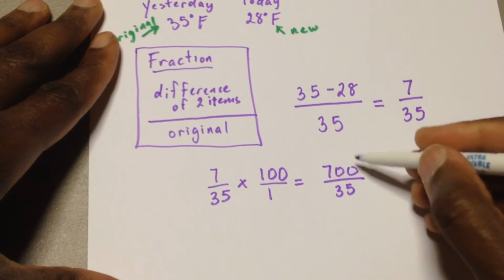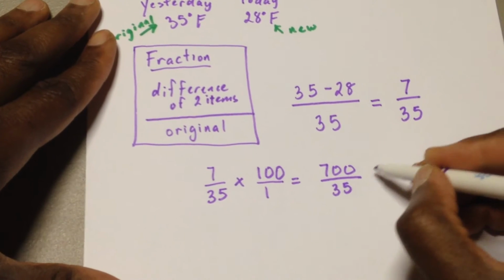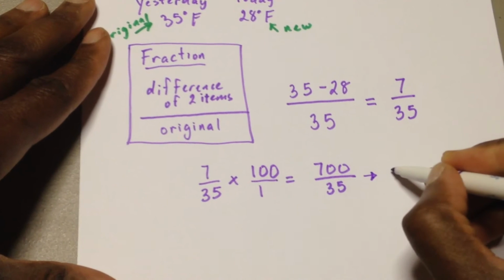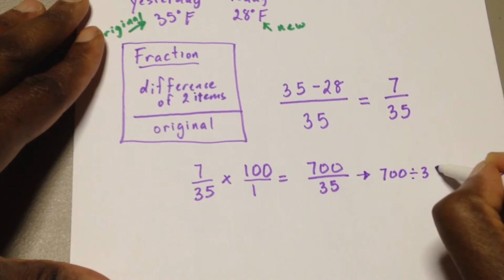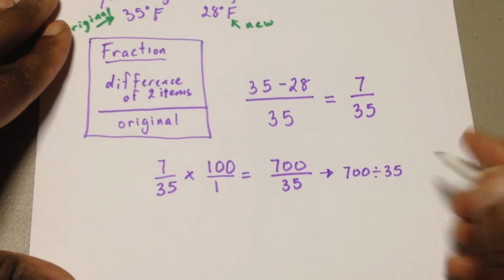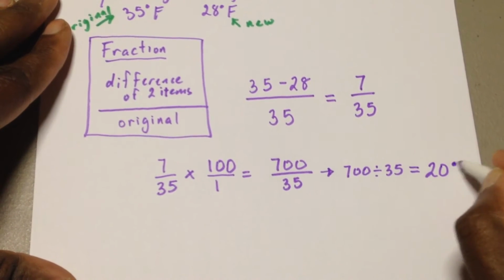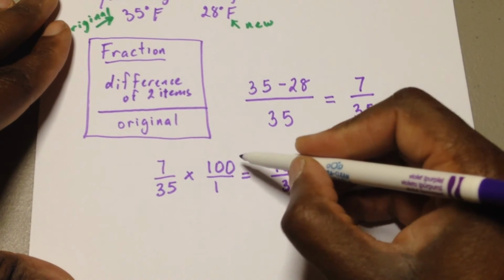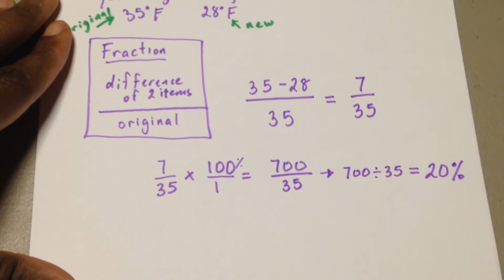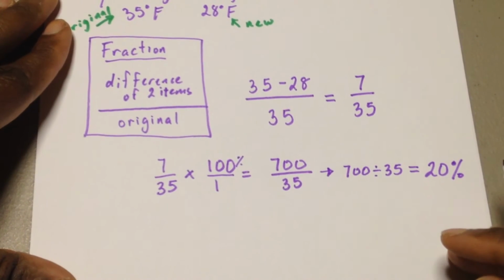divided by 35. Remember, a fraction is really the operation of division. So just to rewrite it another way, it would be 700 divided by 35. And the answer I get for that comes out to 20, which will be 20%. The reason why I multiply by 100 is because it's multiplying it to be like 100%.